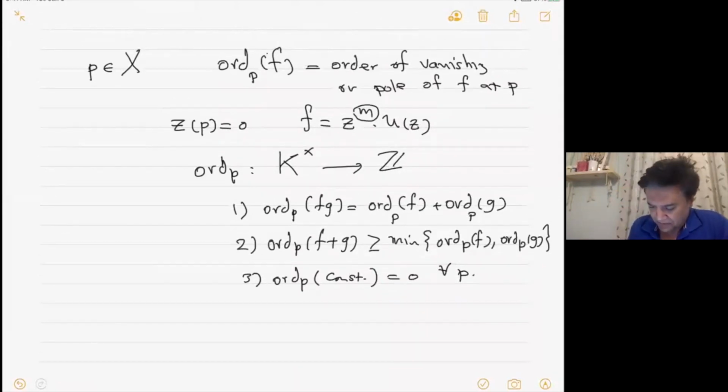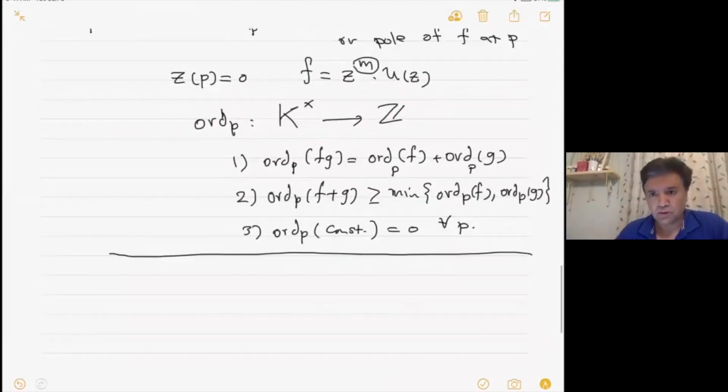Okay. So the most important property of this ord function is this one.